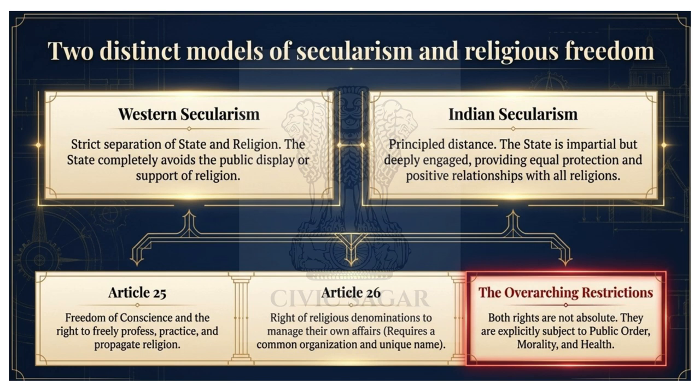This unique Indian model is powered by Articles 25 and 26. Article 25 protects the individual. It guarantees freedom of conscience and the equal right to freely profess, practice, and propagate your religion. Article 26 protects the group. It grants religious denominations the right to manage their own affairs, establish institutions, and own property. To qualify as a denomination, a group simply needs a common organization and a unique name. But remember, these rights are not absolute. The Constitution places clear, overarching restrictions on both articles. Your religious freedom can be restricted by the state to protect public order, morality, and health.